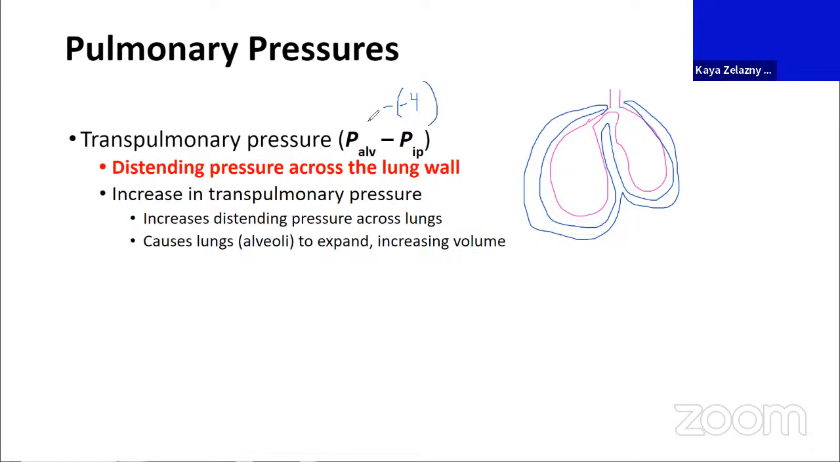And let's say we're at rest here. So our normal situation at rest is we have 0 minus -4. It'll be a transpulmonary pressure of 4. So that's enough pressure to keep that lung tissue kind of glued to your chest wall. Okay. If we are changing that intrapleural pressure, if it goes down, we're going to see an increase in that transpulmonary pressure, pulling those lungs basically harder.